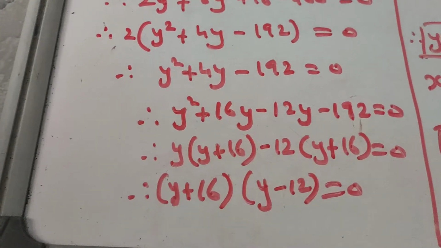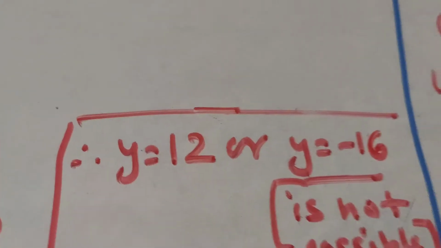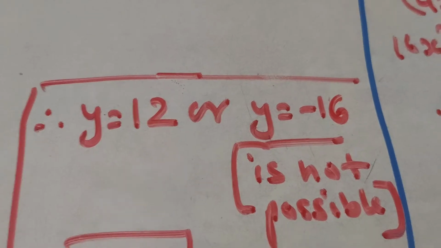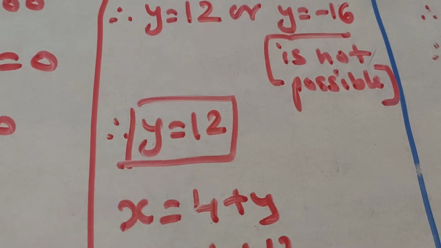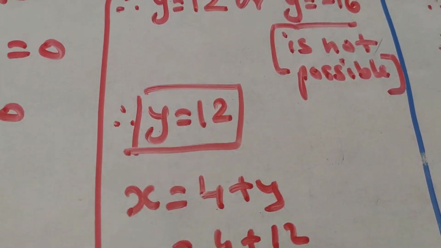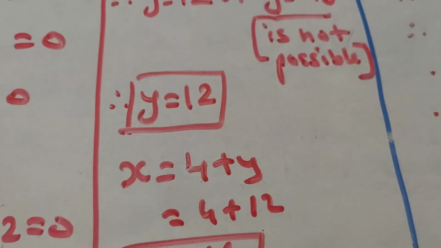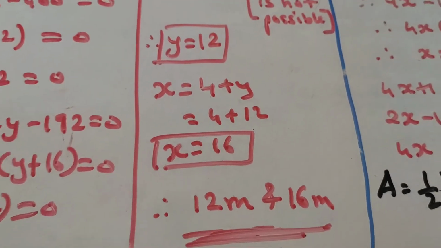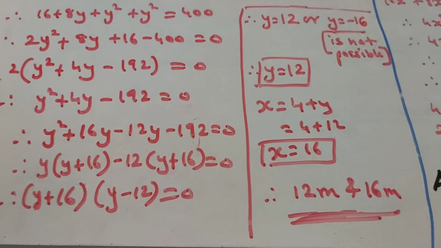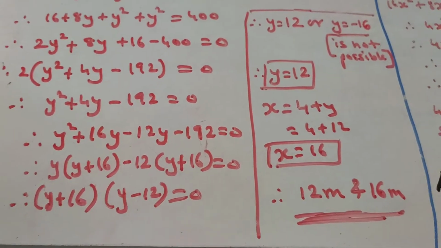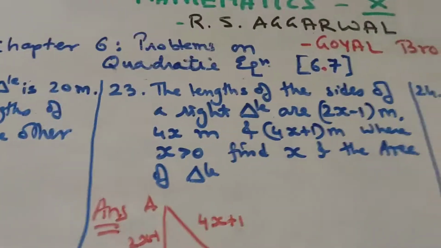Simplifying and factorizing it, we get y is equal to plus 12 and y is equal to minus 16. Minus 16 is not possible, so we will take y is equal to 12. Substituting the value of y in one of the sides, that means x is equal to 4 plus y, you get 4 plus 12, you get 16. So our answer for the sides is 12 meter and 16 meters. I hope you understood. It is simple. Let us move on to sum number 23.